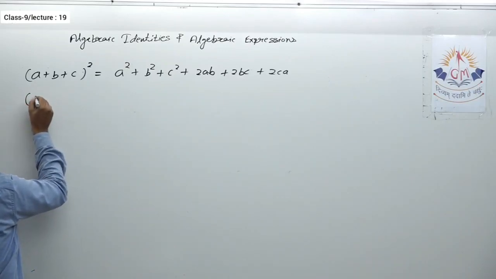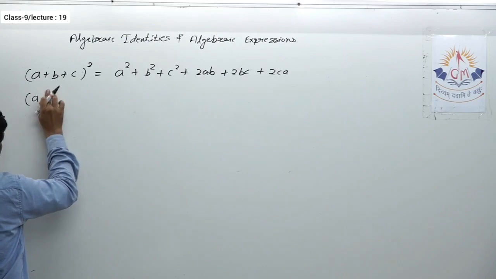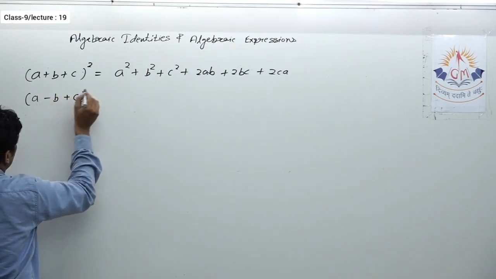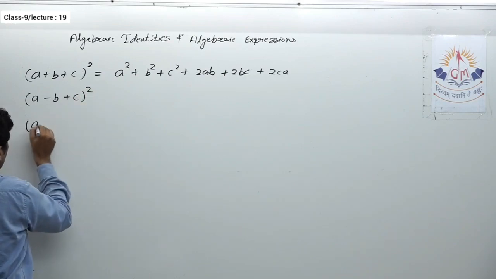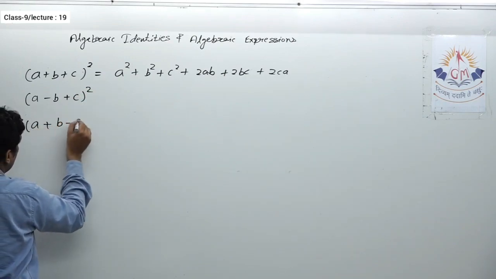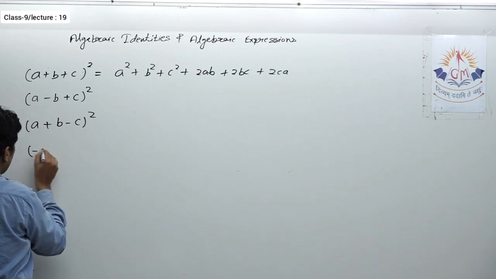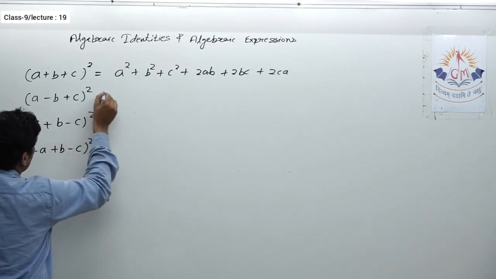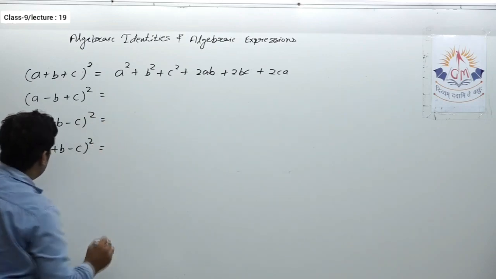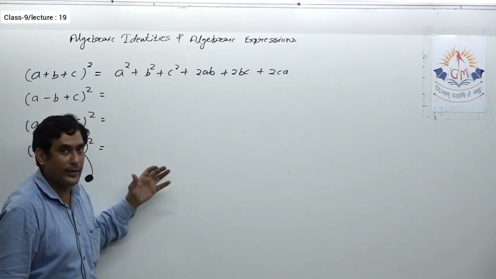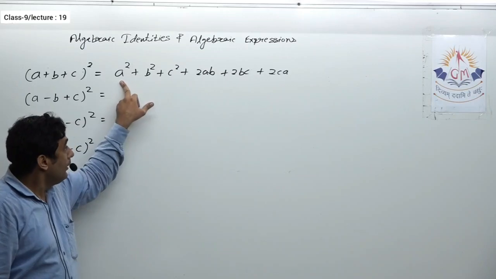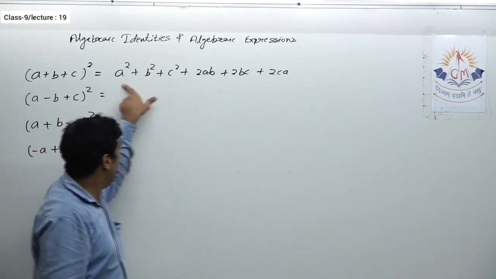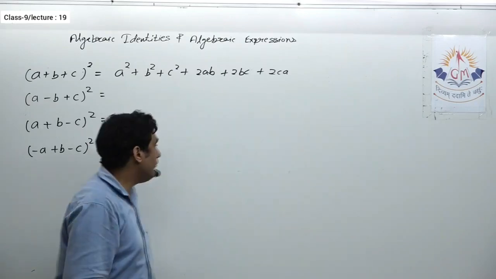So first I am taking a positive, then b negative and c positive. Okay, then let me say this plus, this b and this minus. Then this minus a, plus b, minus c. There are some more versions, but we will discuss this much. With the help of this, you will get an idea of how to remember the identity of these expressions with the help of this only.